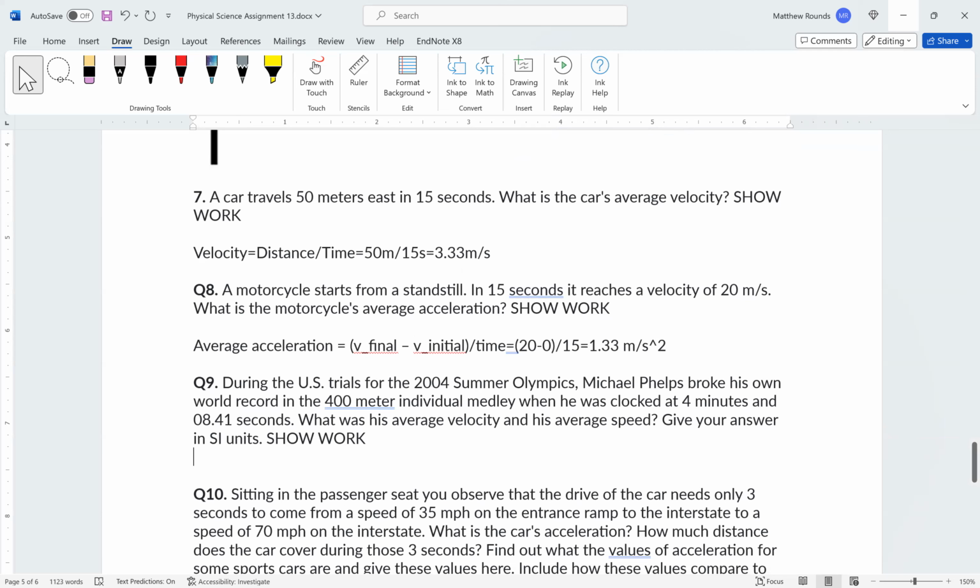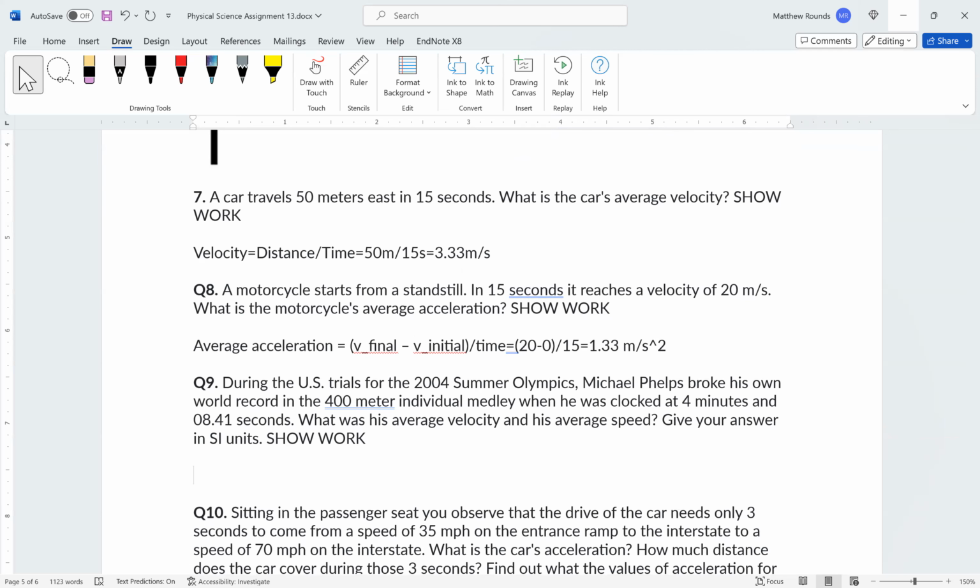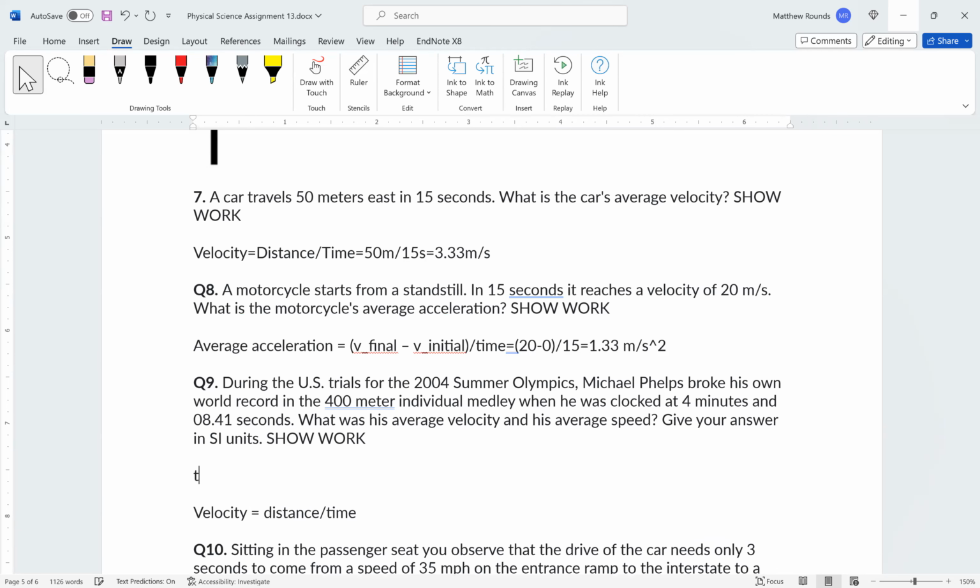Okay, question 9. During the U.S. trials for the 2004 Summer Olympics, Michael Phelps broke his own world record in the 400-meter individual medley when he clocked at 4 minutes and 0.841 seconds. What was his average velocity and his average speed? Okay, so velocity in this case is distance over time. The time you're going to have to convert to seconds.